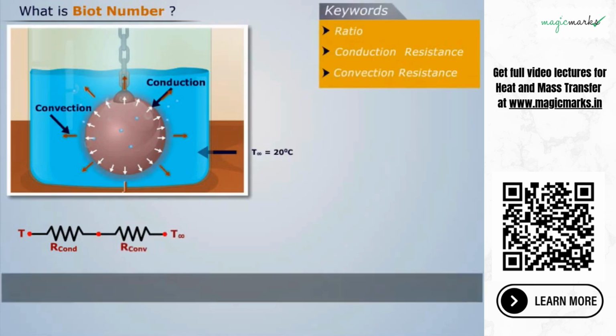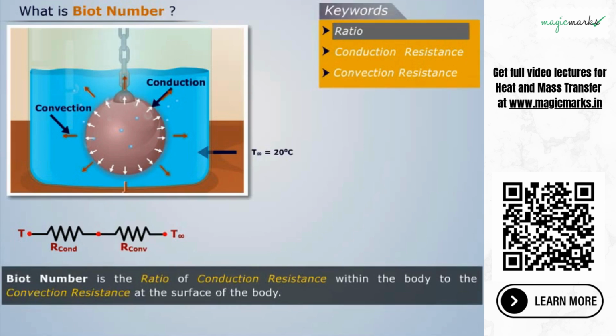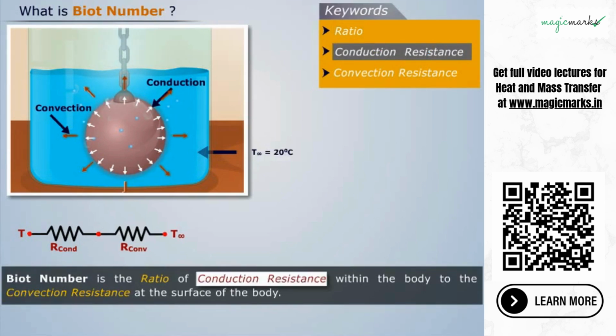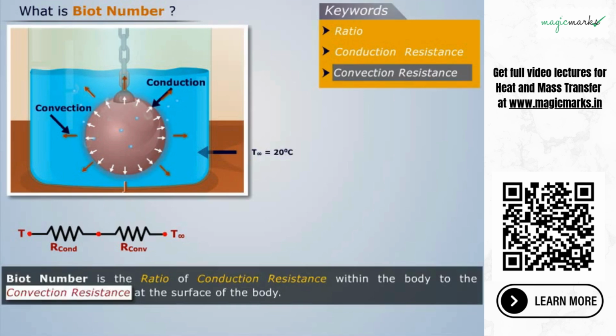Thus we can say that Biot number is the ratio of conduction resistance within the body to the convection resistance at the surface of the body.